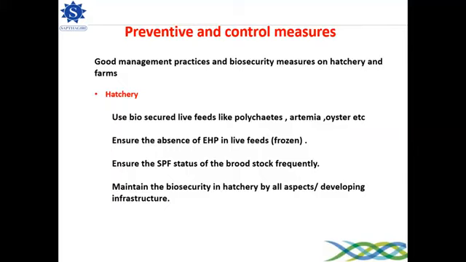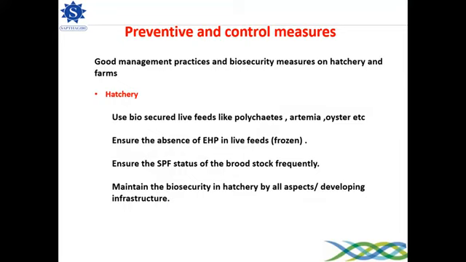The best available method to ensure EHP-free live feeds is to freeze them. Even though the quality of the output from the hatchery may be reduced, frozen live feeds ensure complete biosecurity from EHP. Because EHP is inactivated at different temperatures like 4 degree or -20 or -80, and -80 or quick freezing is the most reliable method to inactivate the EHP spores, especially from polychaetes, oyster, and artemia biomass.